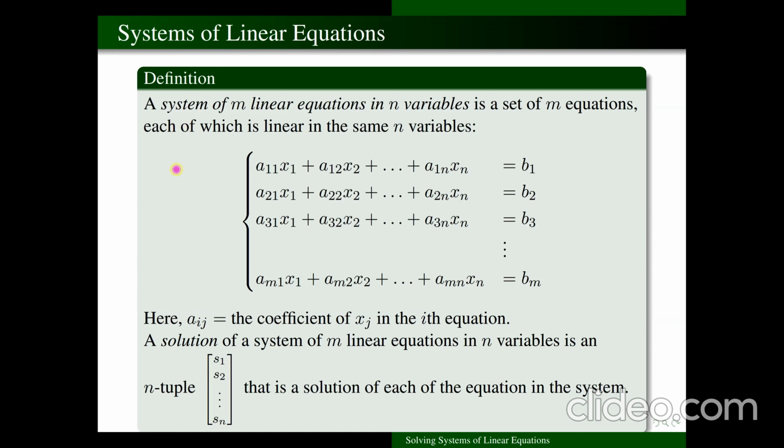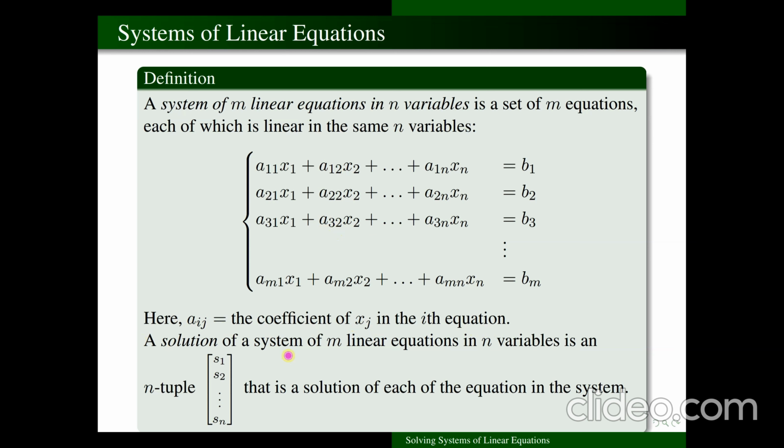A system of m linear equations in n variables is a set of m equations, each of which is linear in the same n variables. So if x1, x2 up to xn are the variables, then such a system has this form. Here, aij denotes the coefficient of xj in the ith equation. So for instance, a32 is the coefficient of x sub 2 in the third equation.